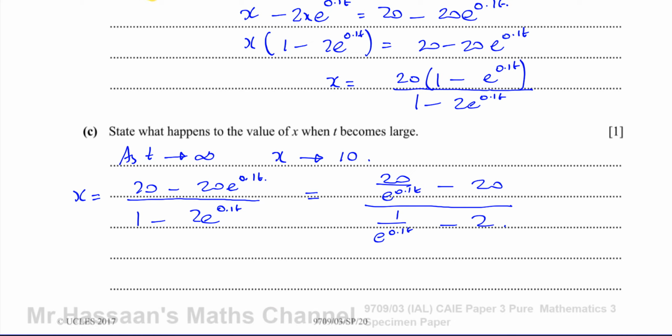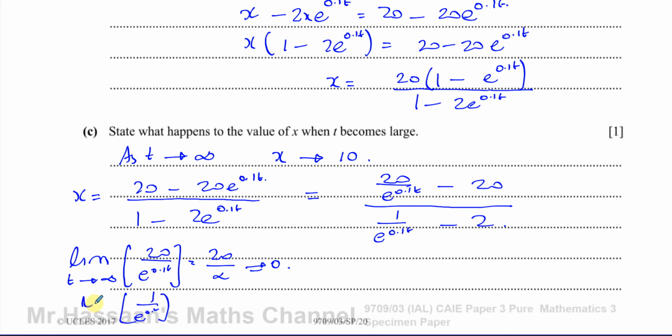We can say that the limit as t approaches a really large number of 20 over e to the power of 0.1t is going to be 20 over a really big number, which is going to be 0. The limit is going to equal 0. It's going to get towards 0. The same goes for 1 over e to the power of 0.1t. The limit as t approaches infinity of this is going to be 1 over infinity, which approaches 0. So both of these will approach 0.